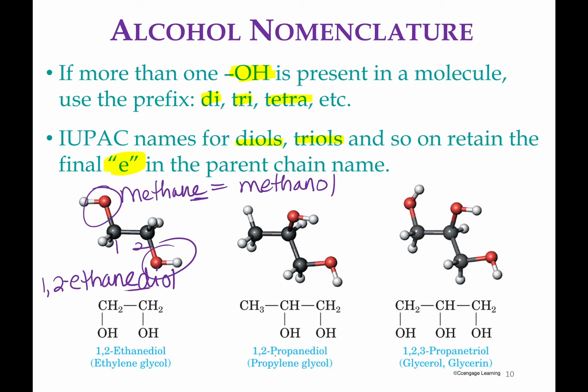Same for propanediol, and here we have 1, 2, 3 carbons. The alcohols are at 1 and 2. They could very well be at 1 and 3, but they're at 1 and 2, so we need to put those numbers in there. And here we have 1, 2, 3, three alcohol groups. This is 1,2,3-propanetriol, the IUPAC name, but glycerol is going to be an important thing we talk about. Glycerin also.